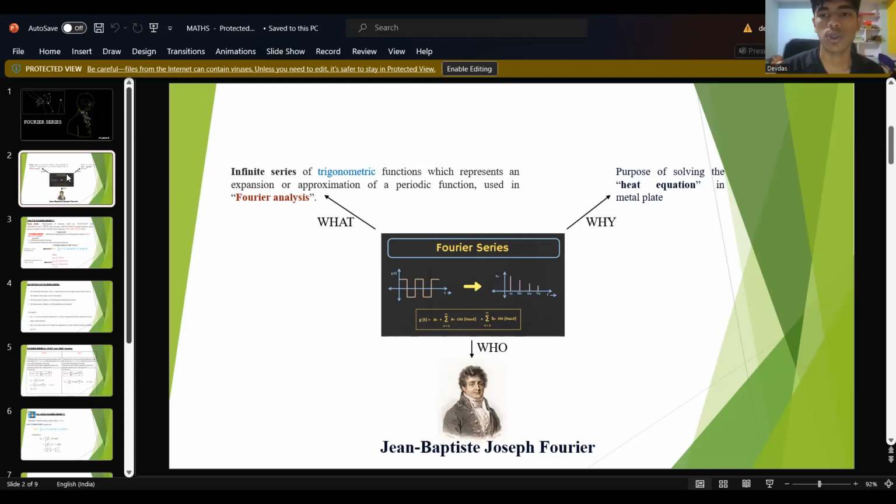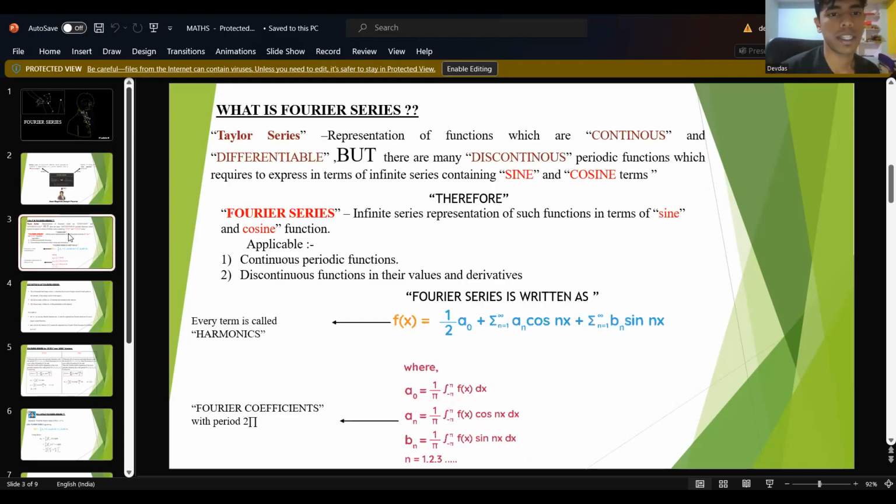It is used to determine the heat equation in conductors that can conduct heat. And this heat might be so low or so high that it cannot be measured using instruments. You won't get accurate results, so this is where the Fourier series is used. Let's move on. So what is the Fourier series?